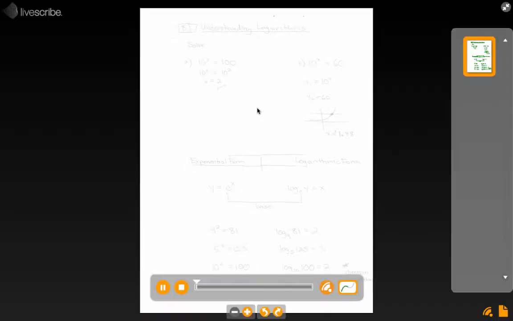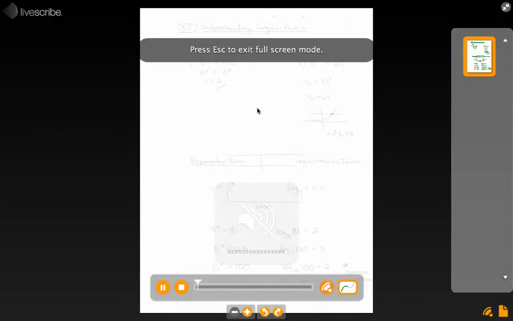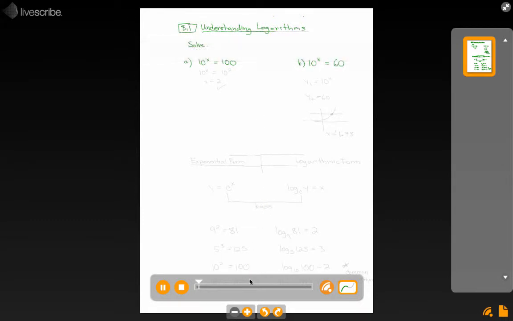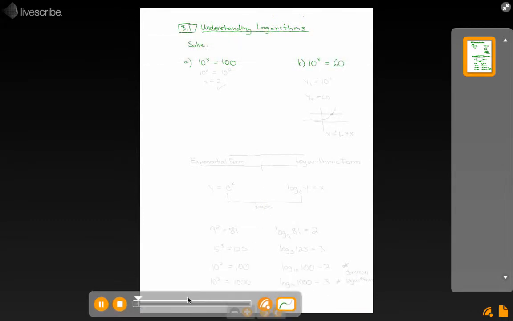This example comes out of section 8.1. The section is called Understanding Logarithms, and to start off with, we'll have a look at something we would have seen in chapter 7, which is solving exponential equations. The first one is 10 to the x equals 100. Because 10 and 100 can be written as powers of the same base, we could solve this one using algebra.